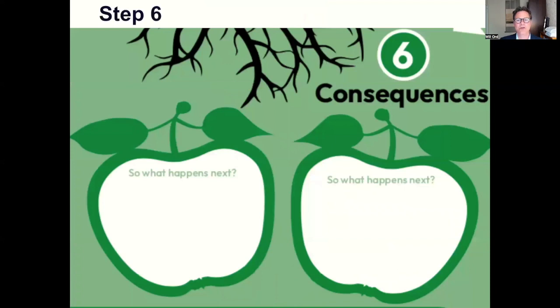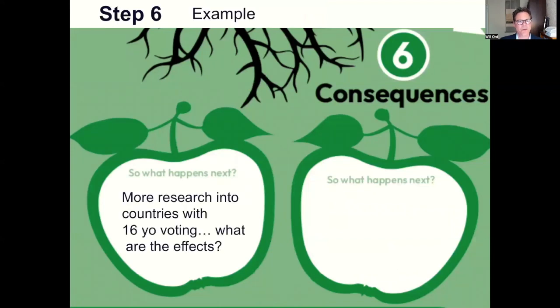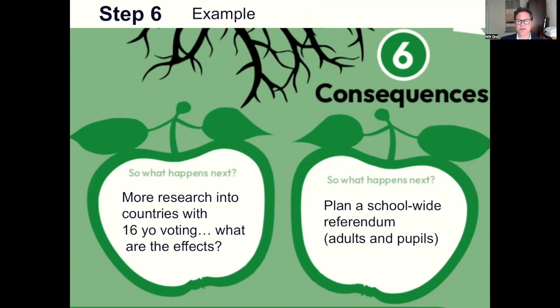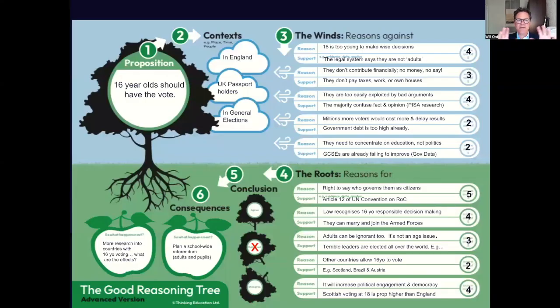And then what are the consequences? Well, they wanted to do more research into countries with 16-year-old voting. What are the effects of that? And they also wanted to plan a school-wide referendum with adults and pupils. So there again, the students have been challenged to structure, in a collaborative and empathetic kind of environment, group work, structure their argument together, but taking the thinking much more deeply, much more thoughtfully and creatively.